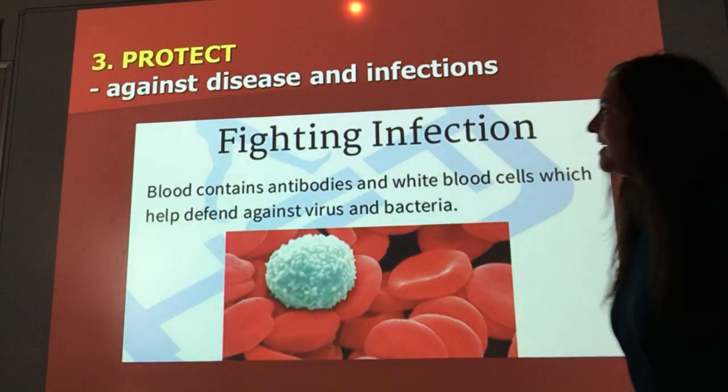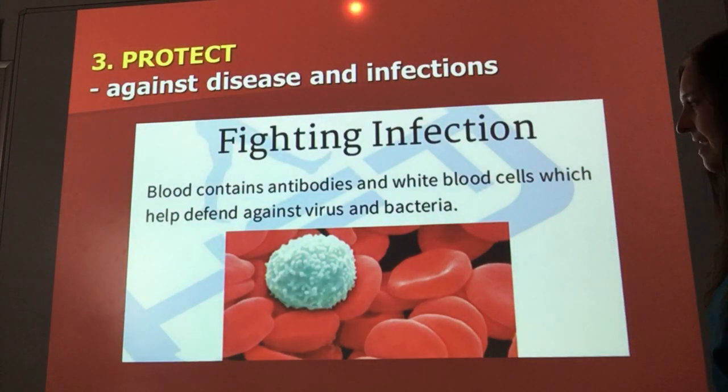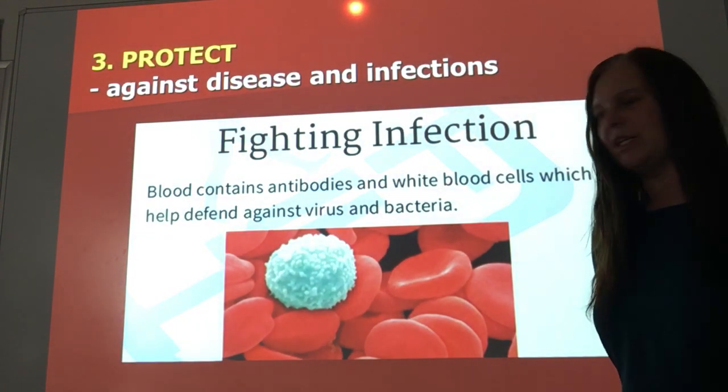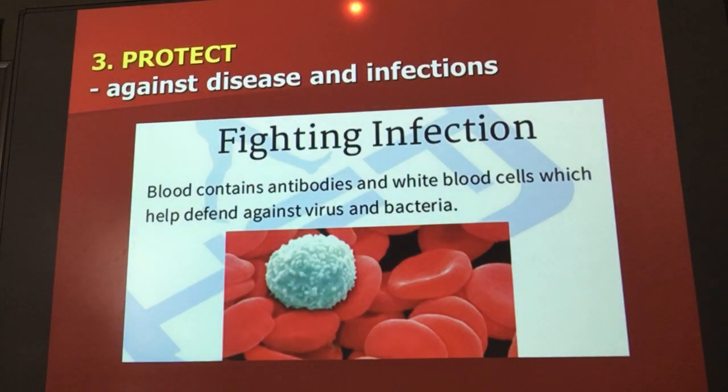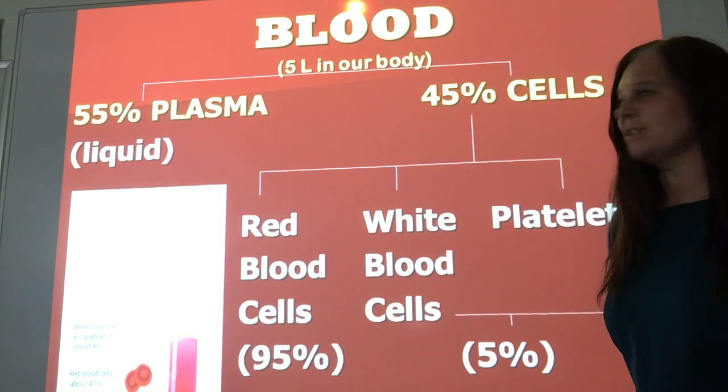And then protect against disease and infections. So we talk about the white blood cells. They have a key role in your immunity. We'll talk about immunity in a unit later on. So those are the functions of the blood: to transport, to regulate, and to protect.